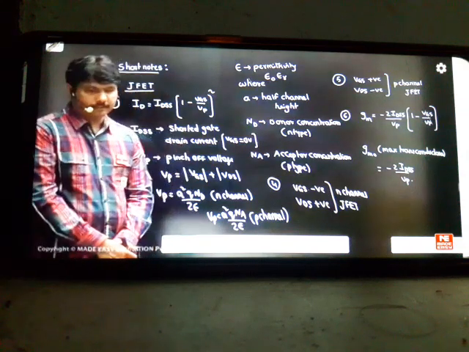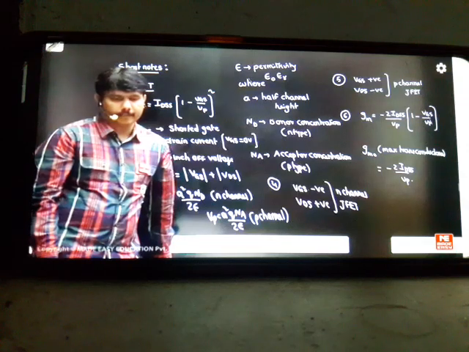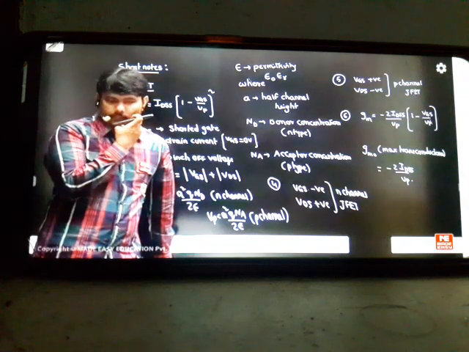I hope you understood. This is not eta, it's epsilon we call. We call this epsilon: permittivity, or relative permittivity and absolute permittivity. This will be given by the examiner, so no worries.